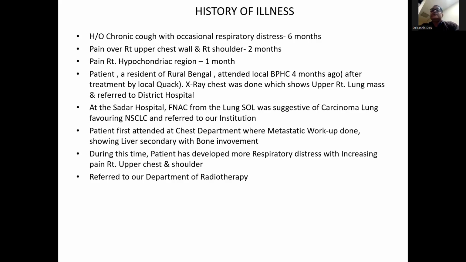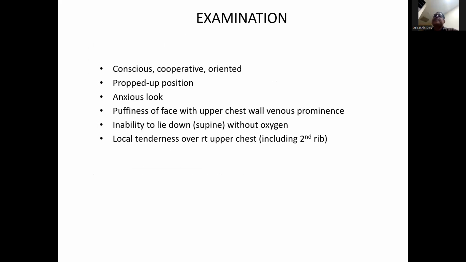During this time, the patient also developed increasing pain over the right upper chest, radiating to the shoulder, as well as increasing respiratory distress. At this point, she was referred to our Department of Radiotherapy. Next slide, please. When we first examined the patient, she was conscious, cooperative, oriented, but with a very anxious look. She was in a propped up position, with difficulty in lying down as well as in stooping forward. On examination, there was puffiness of the face with upper chest wall venous prominence. On palpation, there was definite local tenderness of the right upper chest, including the secondary.